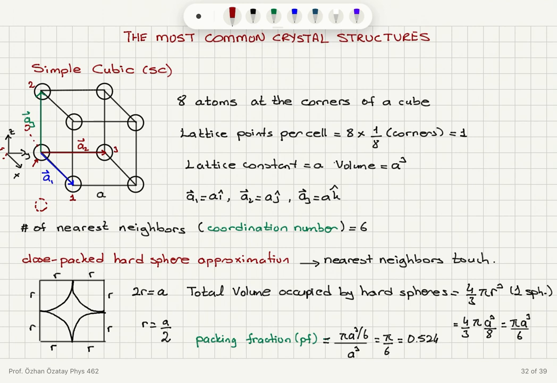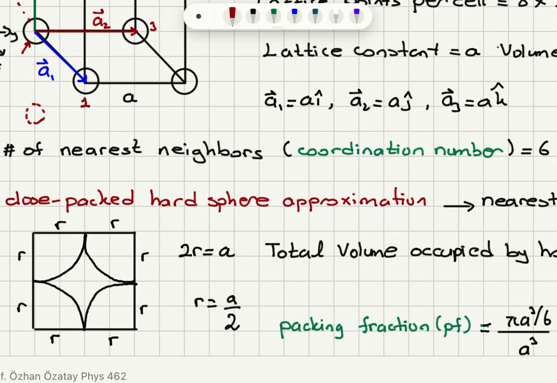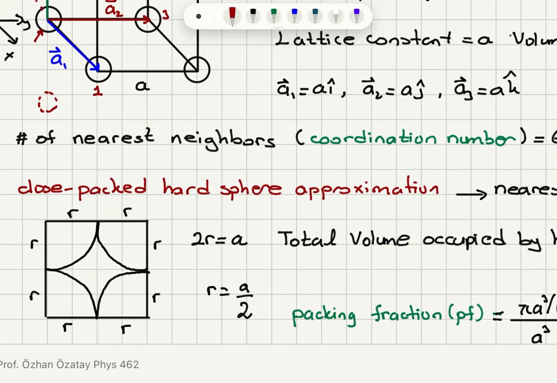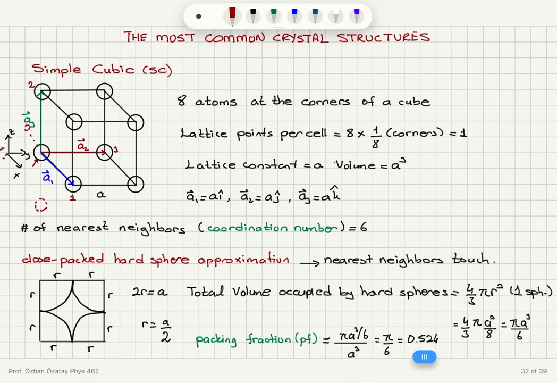If you concentrate on one of the faces of this cube, you see that we have four atoms participating in one face. The nearest neighbors are at the corners, and they're touching each other, so I can see that 2r is equal to a. So the nearest neighbor distance is equal to a, and 2r is equal to a.